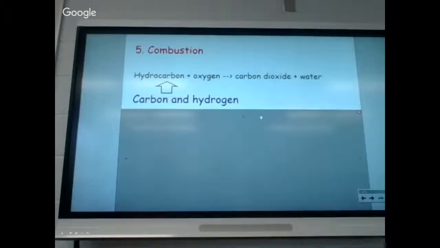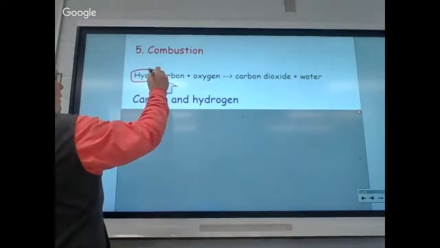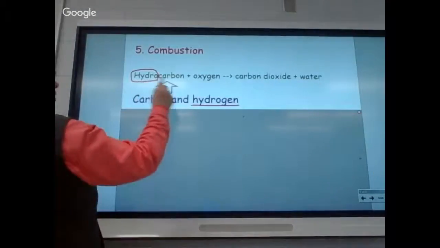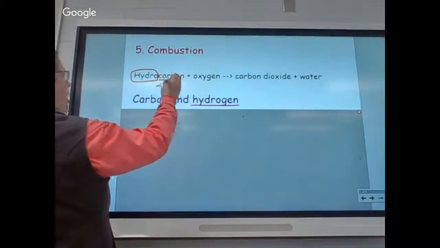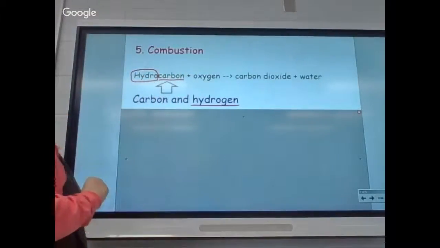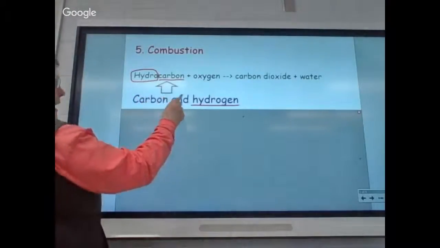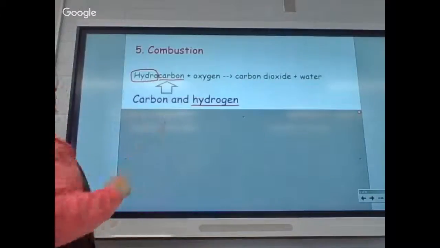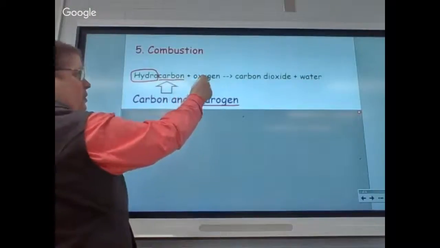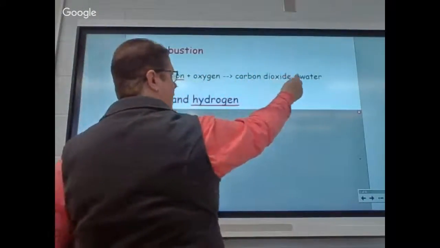Now, notice that under the hydrocarbon, I wrote a definition. It's a very technical definition. Let me guess. The hydro stands for what? Water. I said I wrote a definition under it. Hydro stands for hydrogen. Carbon stands for carbon. So a hydrocarbon has to be a compound with carbon and hydrogen. That's all that is. A hydrocarbon plus oxygen, and you get carbon dioxide and water.